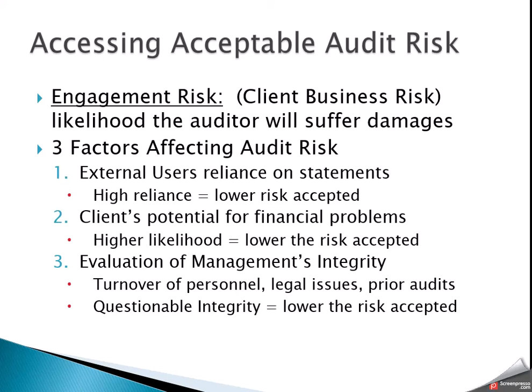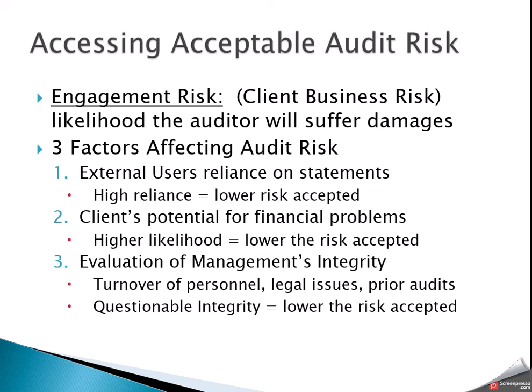So the three factors that affect that are, first, the external users' reliance on the financial statements, because those are the people who are going to sue you. If there's a high reliance on those financial statements, lower risk is going to be accepted. Second, the client's potential for financial problems, again looking at the industry they're operating in, maybe how their board of directors runs. If we feel like there's a higher likelihood that they may have financial problems, again, lower risk is going to be accepted. Like that last slide said, we can't go 0%, which means we tolerate no risk. But the lower the risk, the more we'll have to test.